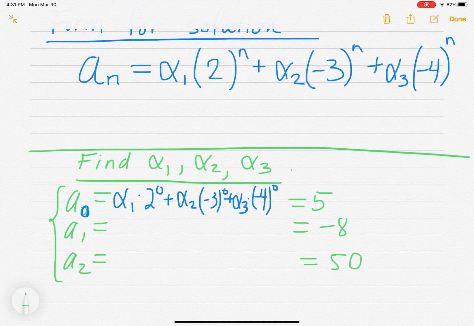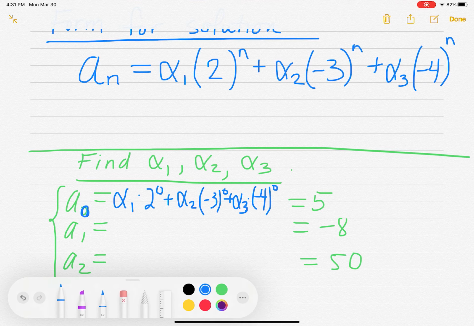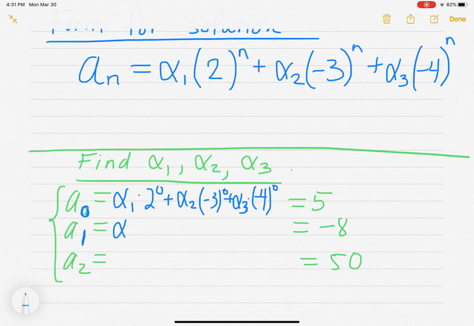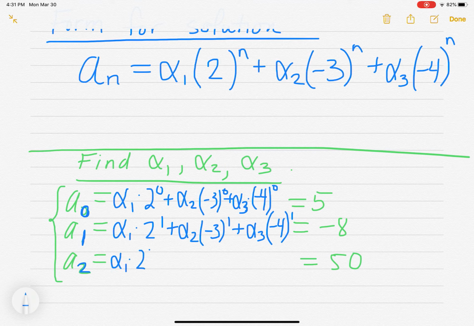All right, so we plugged in zeros for n. Now we're going to plug in a 1, right? So we're going to have alpha 1 times 2 to the 1 plus alpha 2 times negative 3 to the 1 plus alpha 3 times negative 4 to the 1. And then on the bottom one, we're going to plug in 2's for n. We're going to have alpha 1 times 2 to the 2 plus alpha 2 times negative 3 to the 2 plus alpha 3 times negative 4 to the 2.